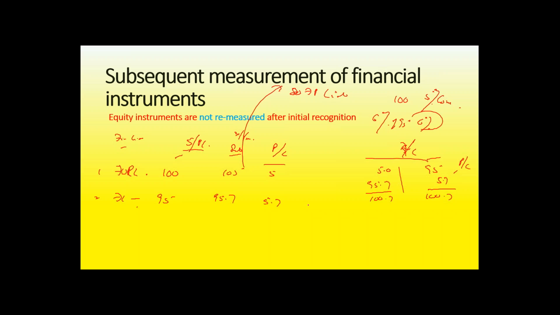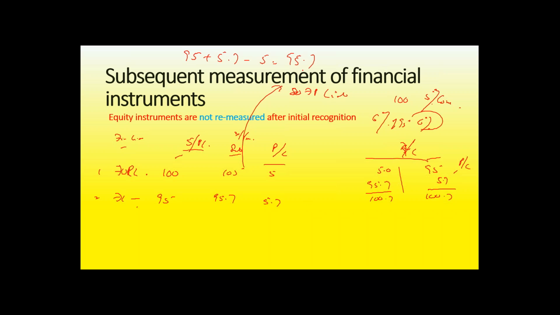So at the balance sheet, you would have to put in the balancing figure. We started off with 95 and added the effective rate of 5.7, deducted the coupon rate of 5, and you will show it as 95.7. That goes to the balance sheet, 95.7.